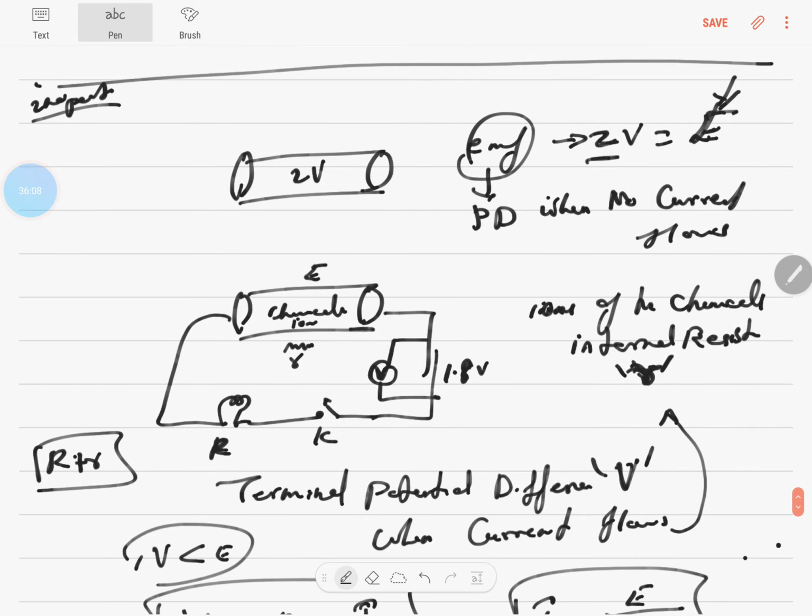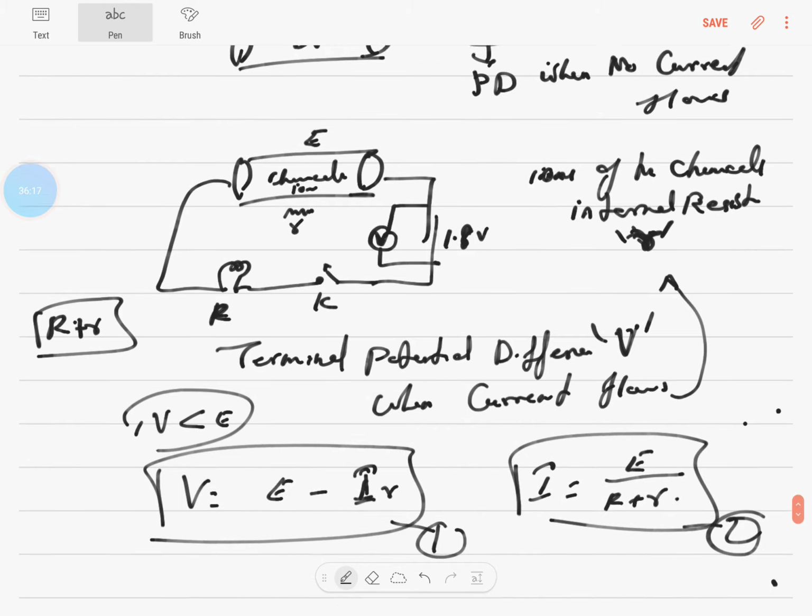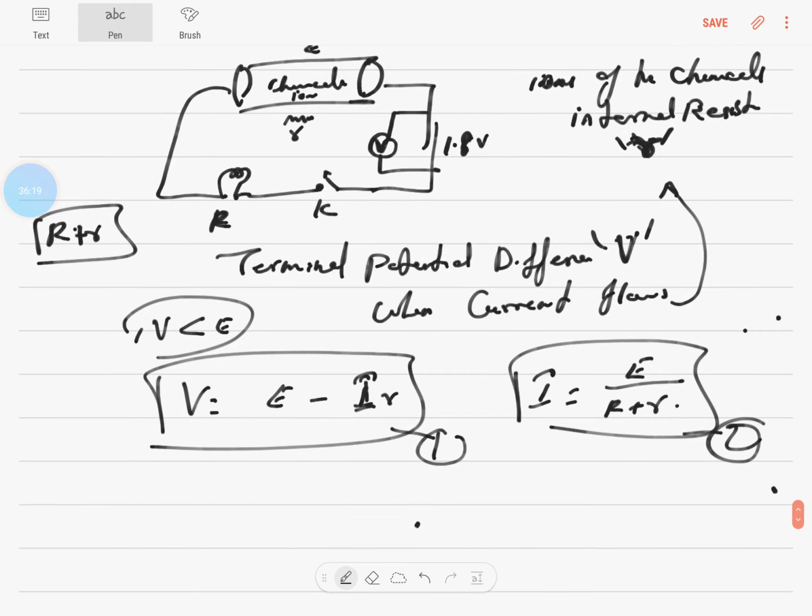The terminologies: E is the EMF when no current is flowing through the battery, V is the terminal potential difference when the current is flowing through, and the internal resistance crops up when the current flows through. And the two main equations, V is equal to E minus Ir and I is equal to E by capital R plus small r, are very, very important. This forms the basis of this lesson.